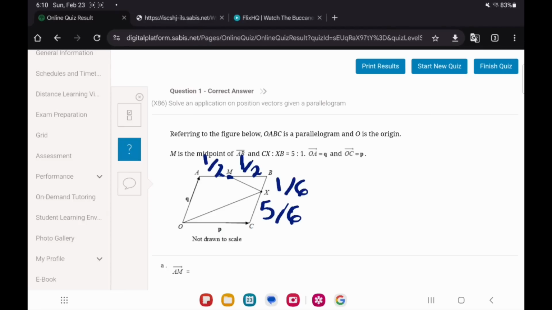And because it's a parallelogram, we know that opposite sides are equal in length, okay? So since OC is P, then AB is going to be P too. So I'm going to write P here. And since OA is Q, then CB is also going to be Q. Okay, that's us analyzing the graph. It's all very simple. Just look at the graph, okay?